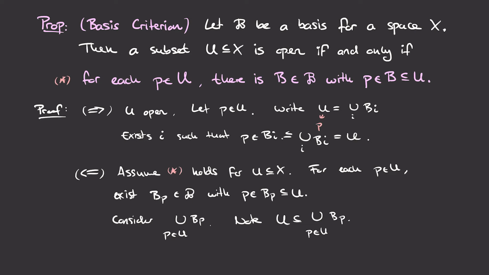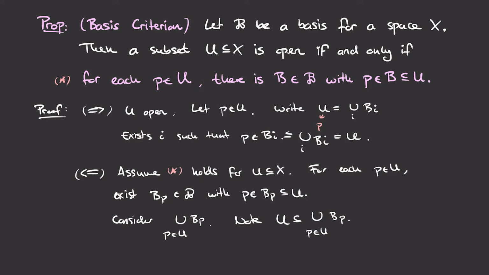Why is this? Well, if you take some arbitrary point X in U, then X corresponds to some basis element Bx, which contains X. And this occurs in this union because we're unioning over all points contained in U, and so in particular X will also occur in the union. Hence we have this inclusion of U into this union.